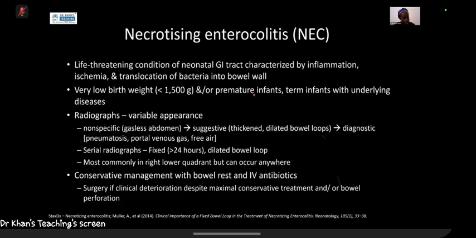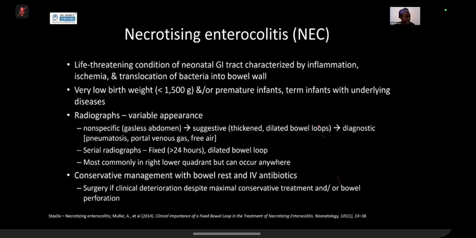Also, there are some things that are suggestive of NEC which might raise the concern, particularly if you're reporting a radiograph of a premature infant, such as thickened or dilated bowel loops. And like I said, a non-changing bowel gas pattern over a series of plain films always makes me raise the flag to say, could this be NEC? Most commonly, we see changes in the right lower quadrant. I'm not exactly sure why, but that tends to be the most common site, but we can see it anywhere along the bowel.